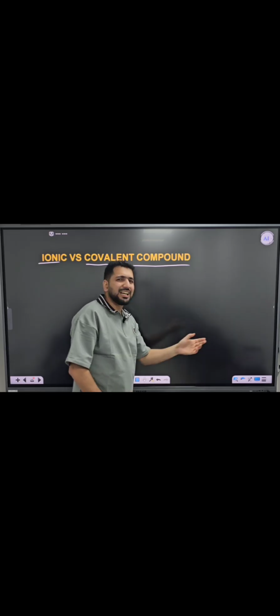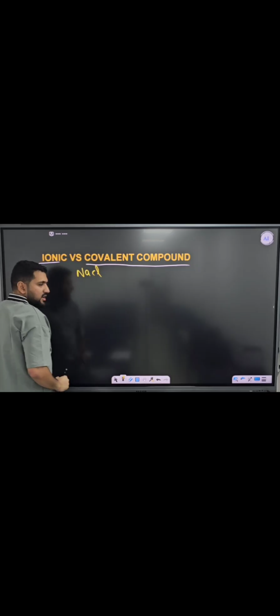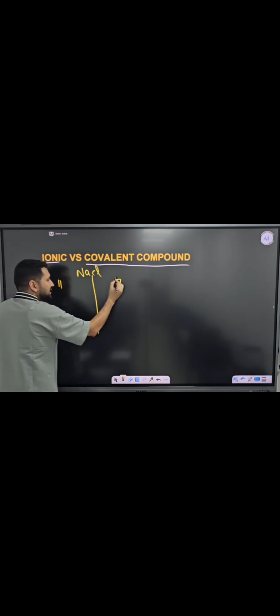Guys, ionic compounds are those compounds that contain ionic bonds. For example, NaCl, sodium chloride. If I particularly talk about sodium, what is the atomic number of sodium? You should know it's 11. What is the atomic number of chlorine? You should know it's 17.